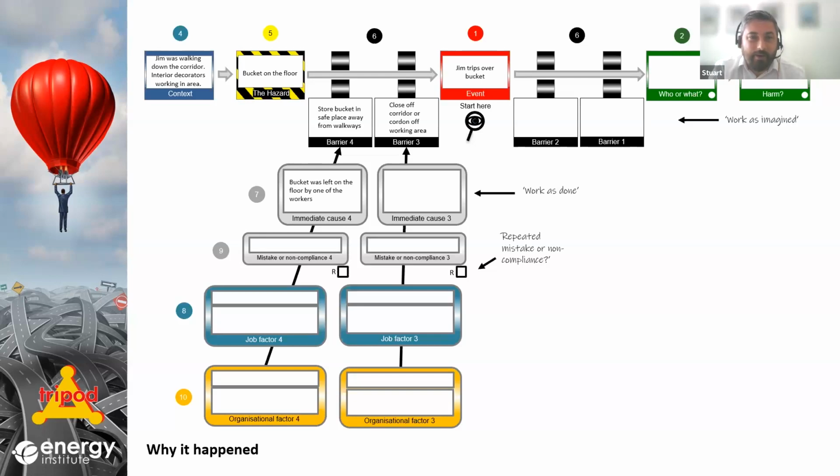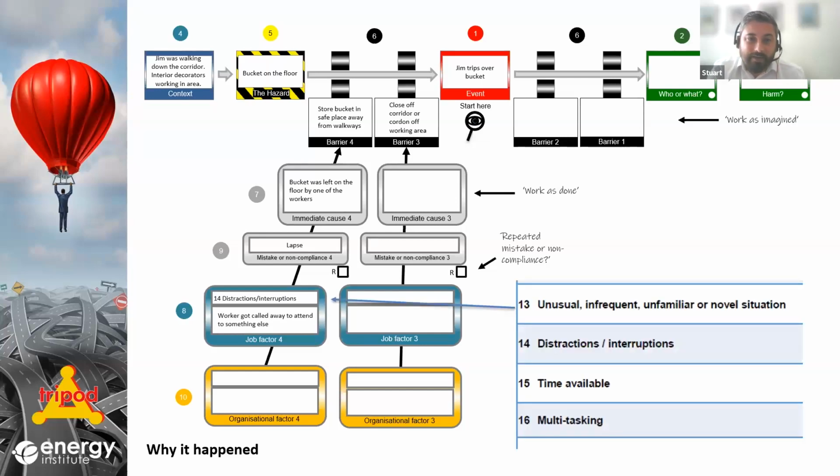So for barrier number 4, we can see the bucket was left on the floor by one of the workers. Quite simple. It's almost the opposite of the barrier itself. If the barrier was store the bucket away, the immediate cause is that the bucket was left on the floor. The second part of the causation path is a box that says mistake or non-compliance. And the third is the job factor, and these 2 are very highly related. Tripod Lite allows us to categorize the type of human behavior into a column from James Reason's GEMS model. So was it a lapse? Was it a slip? Was it a mistake? Or was it a non-compliance?